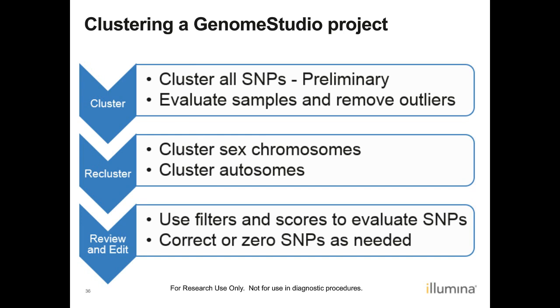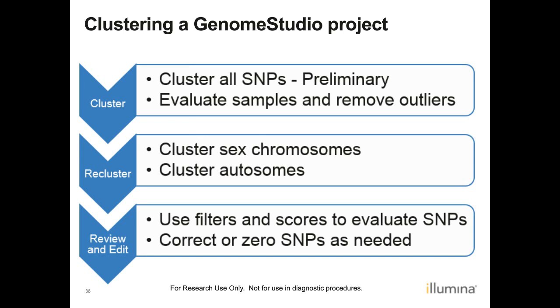Both males and females will be used to cluster the autosomes, the non-sex chromosomes. Finally, after doing this second round of clustering, we're going to review and edit all of the SNPs as possible. We'll use filters and scores from different parameters to evaluate the SNPs and the quality of the data from those SNPs. We're going to correct and zero or exclude as many SNPs as needed. So the general process is preliminary clustering, a reclustering where you separate out the genders, and then finally reviewing and editing the SNPs in order to vet and remove or edit as necessary.